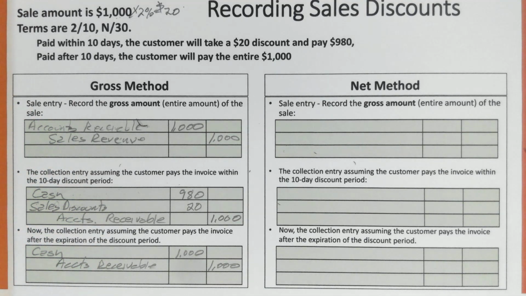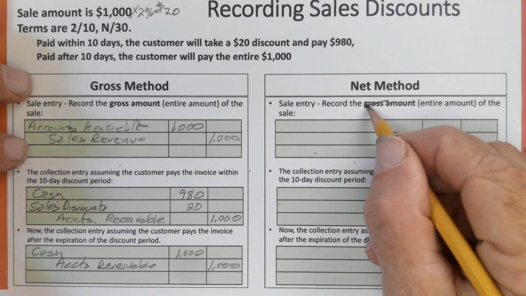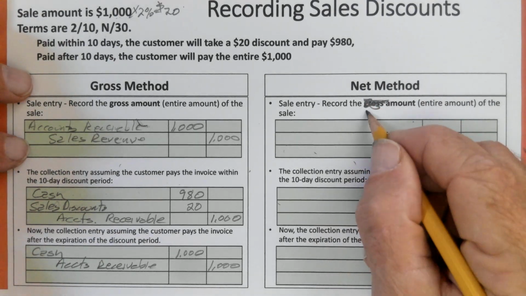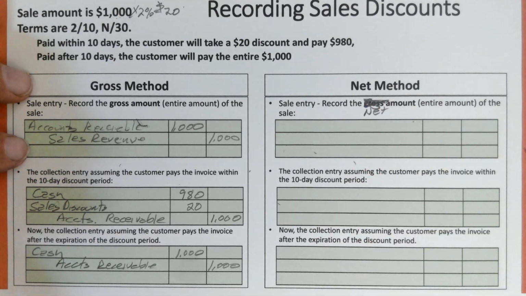Okay, so now what if the company, instead of using the gross method, adopts the net method? Well, what happens here is the company will record not the full invoice amount, but instead the amount they feel they will get when the discount's taken. So the net amount after the discount. So, hold on, this is wrong. Sorry about that, net. They're going to record the net amount.